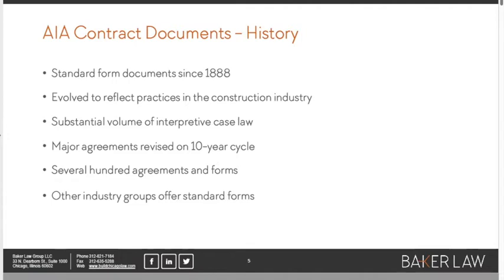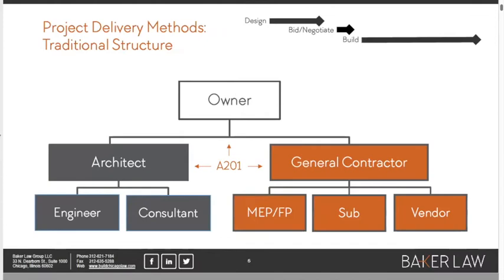As I mentioned, we're on about the 15th revision of the general conditions. And while I'm sure it'll change in 2027, it's not going to change that much. So, that's a little bit about AIA contract documents. And this slide deck might look confusing, but it's not.